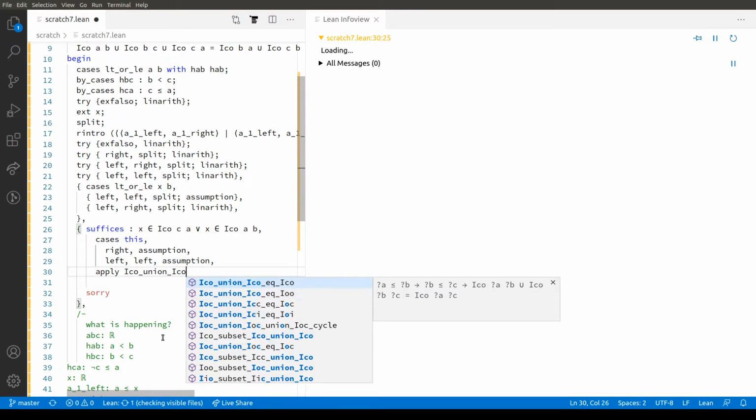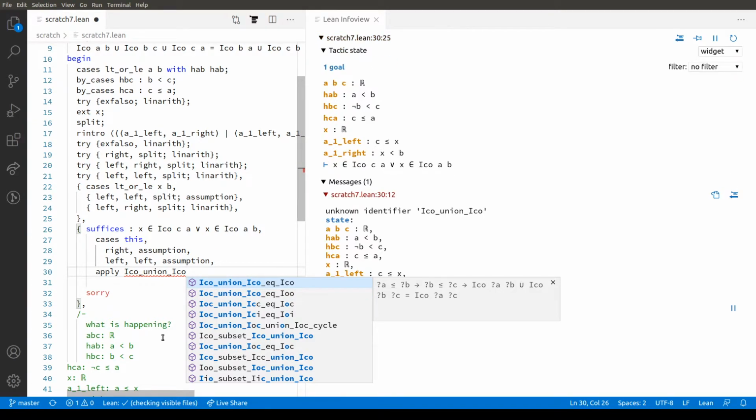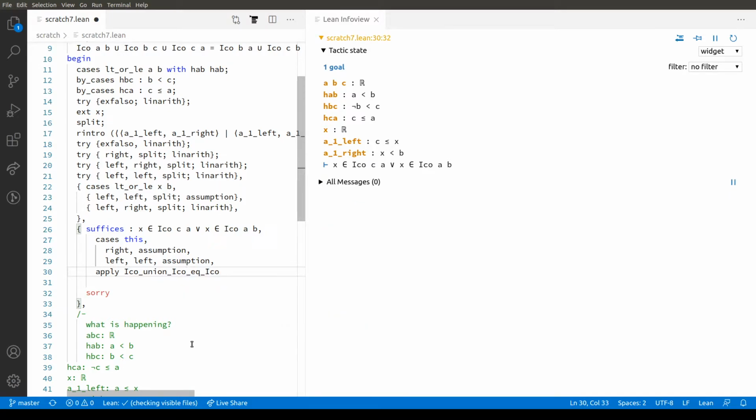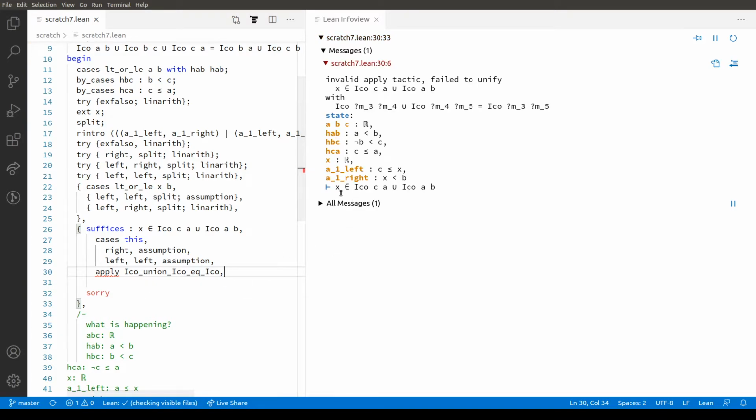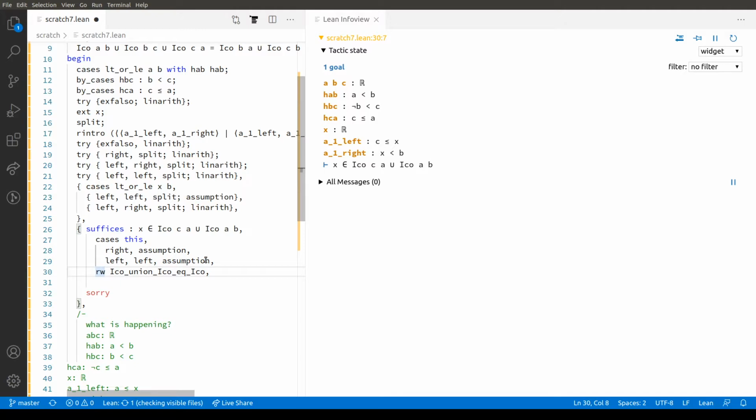Here we go. What's this? So I'm going to apply Ico union Ico et Ico. I see, I should suffice this to prove that x is in this union this, right? There. And now this is Ico. There. And now we wait a long time. And that's really annoying. Oh, I see. I need to rewrite it, of course. Rewrite Ico. And then it will give me some goals that I need to fill in.